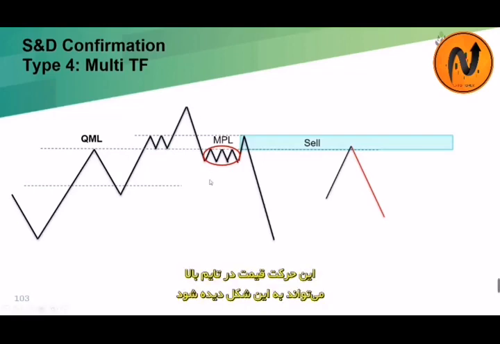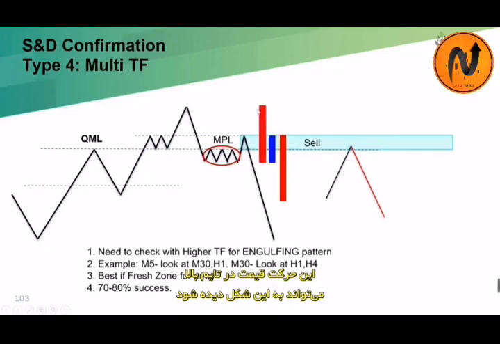So this action means that this price over here might look like a drop-base-drop. So this is a zone, a fresh zone by itself in a higher time frame. So there is a higher possibility the price will reject from this area. All right. So you switch to higher time frame, look for engulfing pattern. So need to check with higher time frame for engulfing pattern.